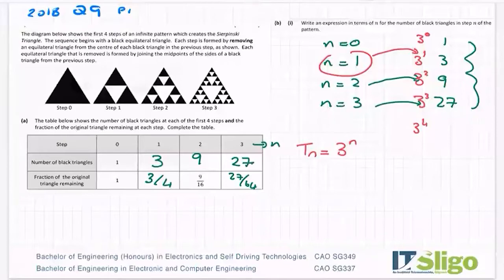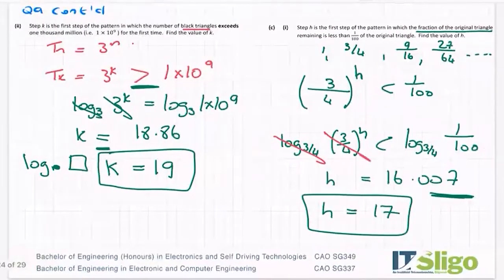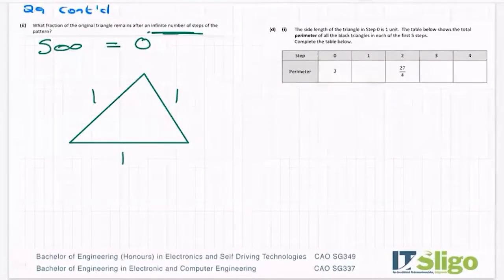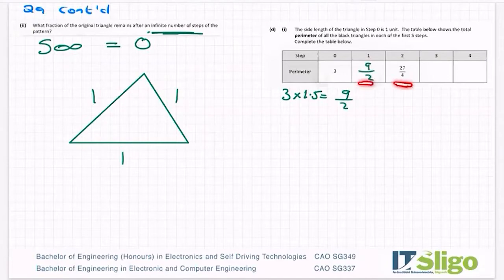So the length of each side is a half. Each one is a half. So I have 1.5 there, 1.5 here, 1.5 here. So I have 3 by 1.5, so I have 4.5 or 9/2. The only reason I'm writing it in as a fraction is because this one is in a fraction.